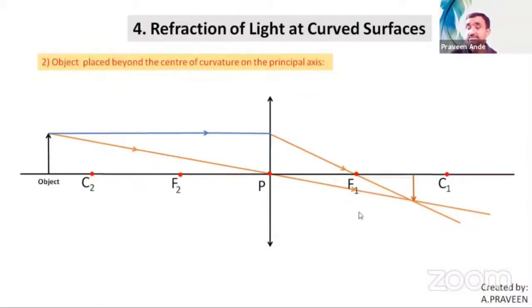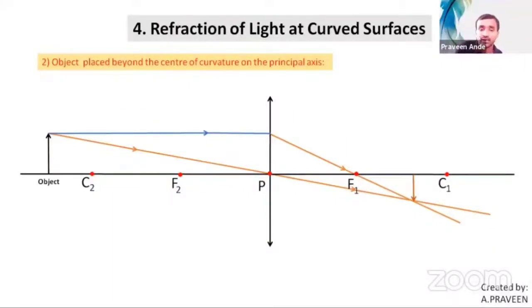What is it? It is the image height. So look at its facing direction from the principal axis. Is it above the principal axis or below the principal axis? It is below the principal axis. What about your object? It is above the principal axis. How are they facing each other? Opposite to each other, right? So this is called an inverted image.